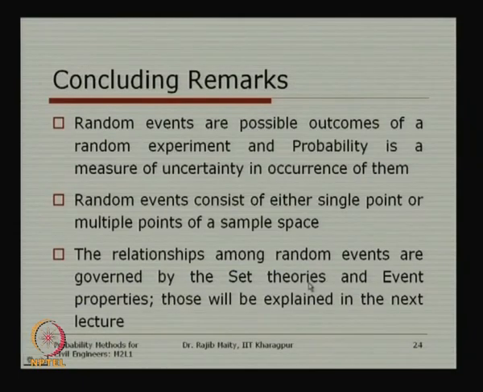The final concluding remarks: in this lecture we have seen that random events are possible outcomes of a random experiment, and probability is a measure of the uncertainty in their occurrence. Random events consist of either a single point or multiple points of the same sample space. The relationships among random events are governed by set theory and the event properties, and these will be explained in the next lecture of this course.